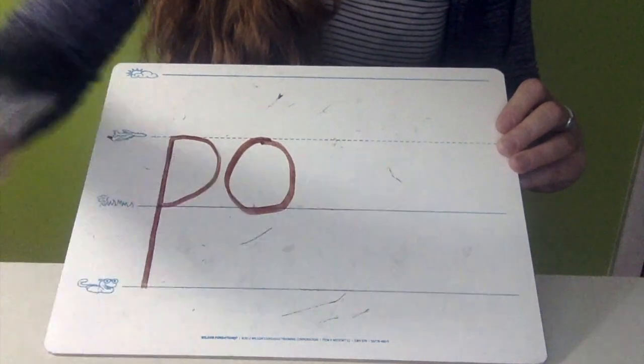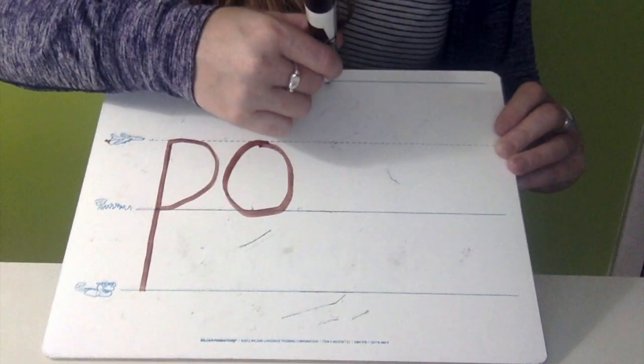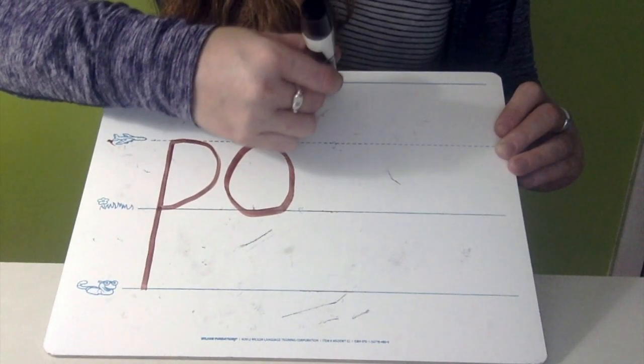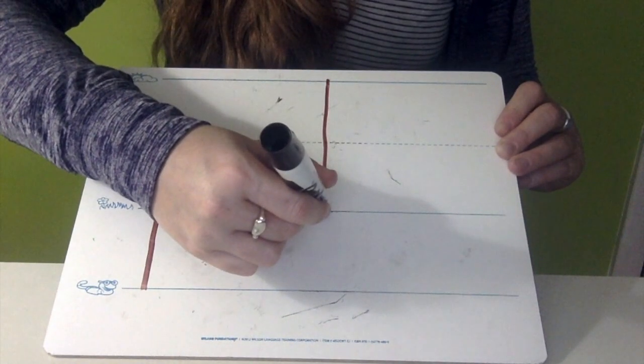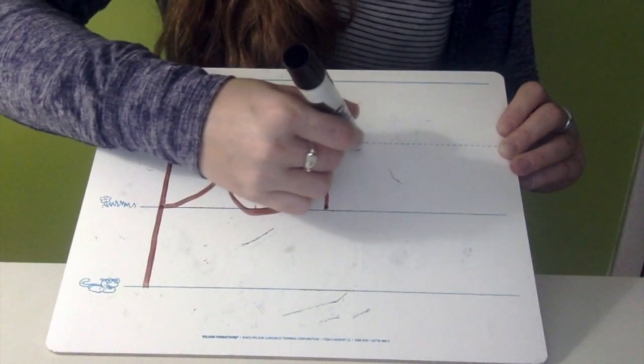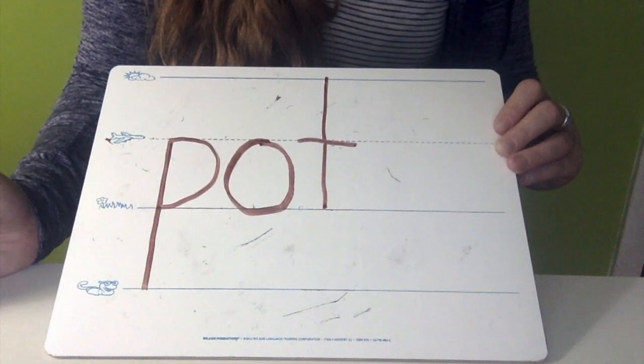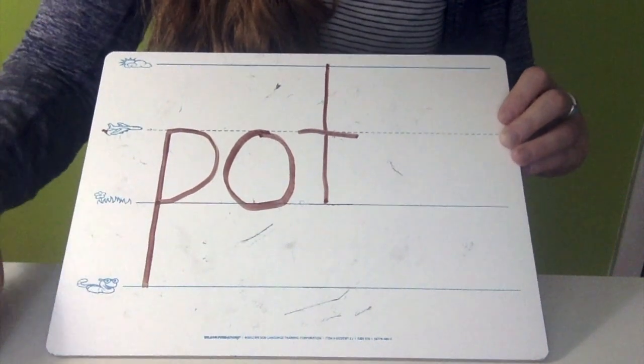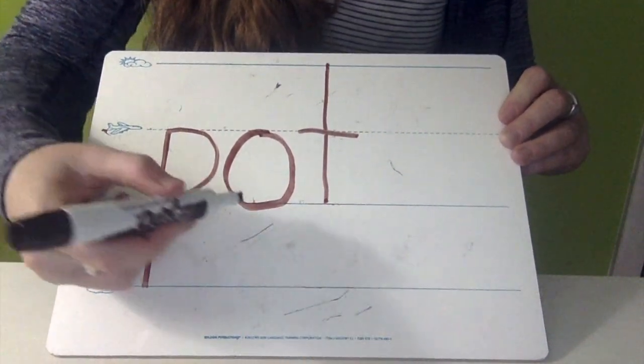T is a skyline letter. It starts on the skyline. Point to the skyline. Go all the way down to the grass line. Cross on the plain line. T, top, t. Awesome. P, o, t, pot. Great! You wrote the word pot. P, o, t. And you were able to tap it out.